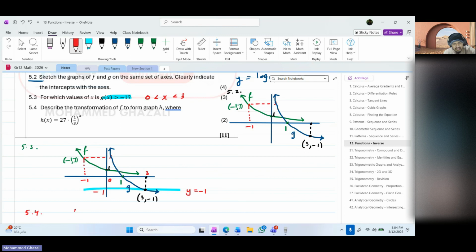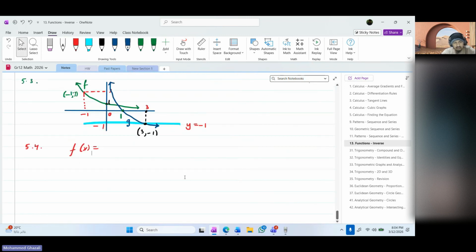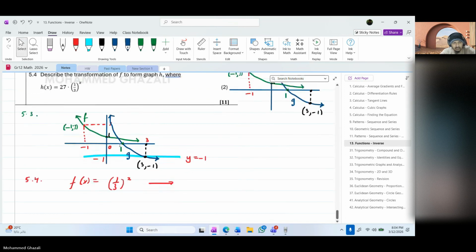Describe the transformation of F to form graph H, where H of x is this. So 5.4. What was the F graph? F graph was (1/3) to the power x. Be careful now. Watch. And you need to describe the transformation. What is the transformation to H, which is 27 times that? You might say the graph of H is 27 times bigger than F. That might be right, but no, we are looking for something like a horizontal or vertical transformation.